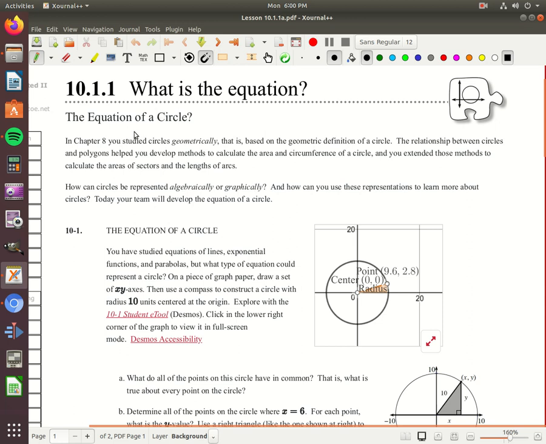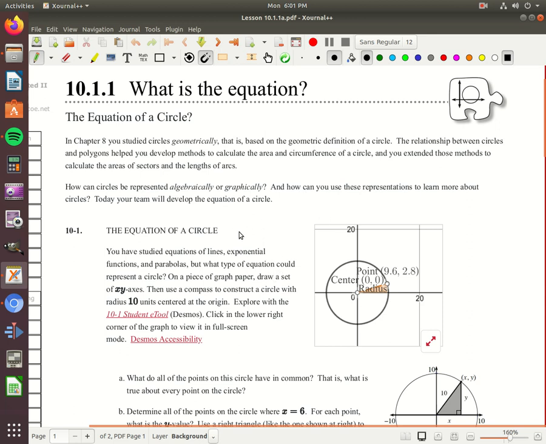What is the equation of a circle? In chapter 8, you studied circles geometrically. That is, based on the geometric definition of a circle, the relationship between circles and polygons helped you develop methods to calculate the area and circumference of a circle. And you extended those methods to calculate the areas of sectors and the lengths of arcs. How can circles be represented algebraically or graphically? And how can you use these representations to learn more about circles?